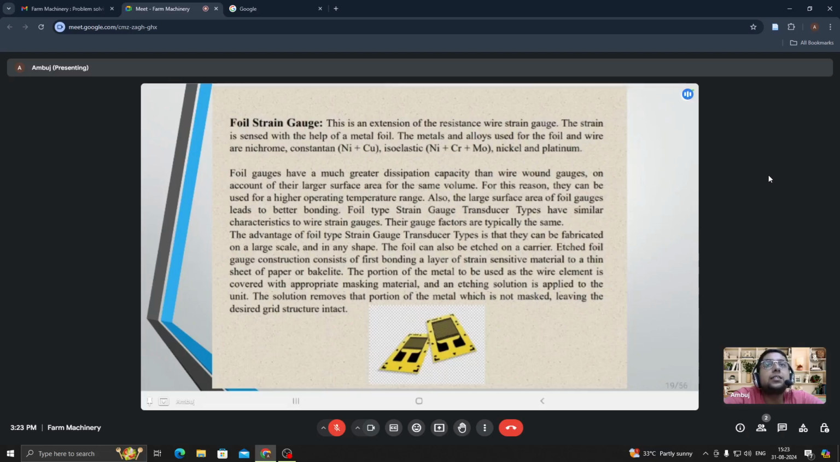Foil gauges have a much greater dissipation capacity than wire bound gauges on account of their larger surface area. When you have to measure the pressure as well as the change in temperature, then we use this type of foil strain gauge. For this reason, they may be used for a higher operating temperature range. Also, the larger surface area of foil gauges leads to better bonding. Foil type strain gauge transducers have similar characteristics to wire strain gauges. Gauge factors are typically the same.